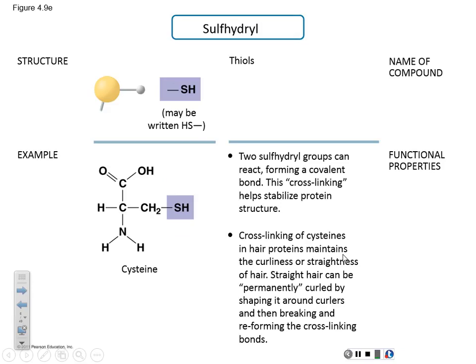Here's a sulfhydryl group. If you dangle a sulfur with a hydrogen off of a carbon chain, now we're talking about putting a sulfhydryl group onto that carbon chain. Those compounds that have sulfhydryl groups on them are called thiols. Okay? So we have alcohols, we have ketones, we have aldehydes, we have carboxylic acids, we have aminos or amines. You also have thiols.